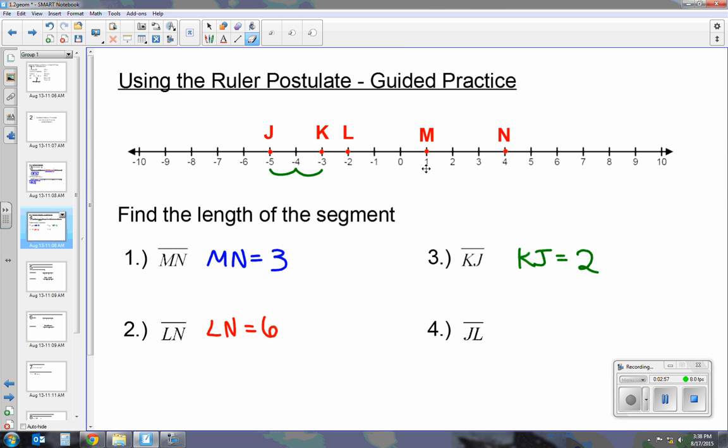All right, and our very last one is JL. So we count from J to L, 1, 2, 3. So our measurement of JL is 3 units.